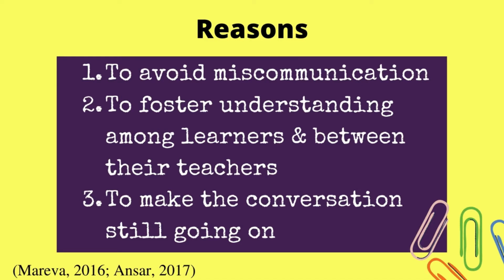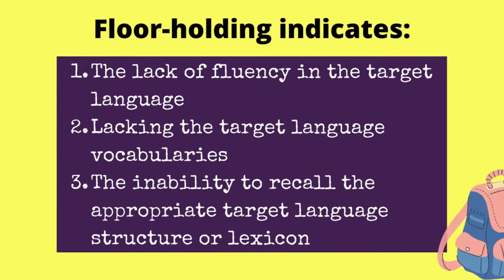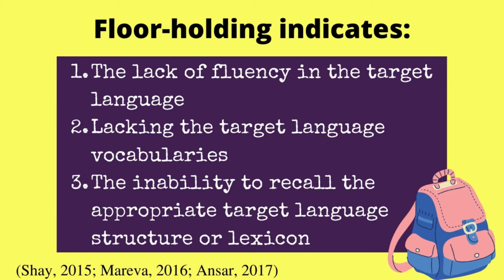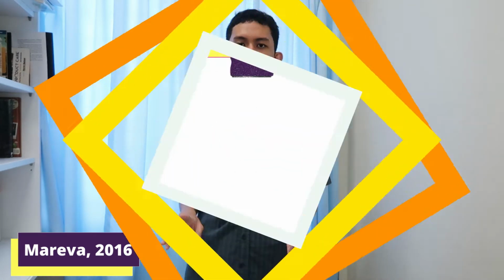The reasons behind this are to avoid miscommunication, to foster understanding among learners and between their teachers, and to make the conversation still going on. Floor holding indicates the lack of fluency in the target language, lacking the target language vocabularies, and the inability to recall the appropriate target language structure or lexicon, thus proving that the factor of code switching is the fluency of the target language. If they are not fluent in the target language, they will switch to another code, due to the reasons stated before. If the students keep using floor holding, this will result in the loss of the target language fluency in the long term.